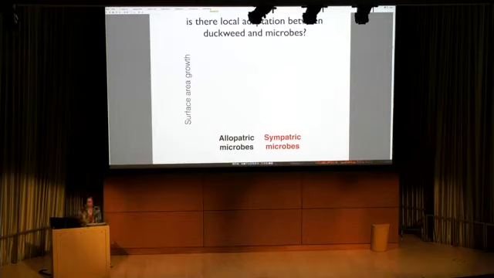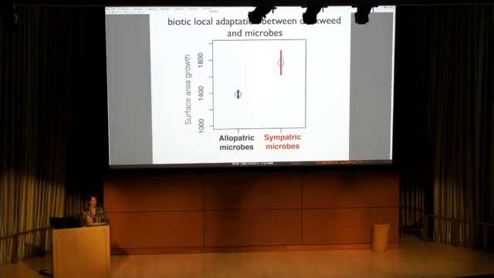Okay, so before we ask if there's variation in local adaptation, I just want to show you whether or not there is any local adaptation at all. So here we're comparing the surface area of growth of duckweed that are with microbes from an allopatric site and duckweed that are growing with microbes from sympatric sites. And on average, the duckweed are growing better with microbes from their home site.